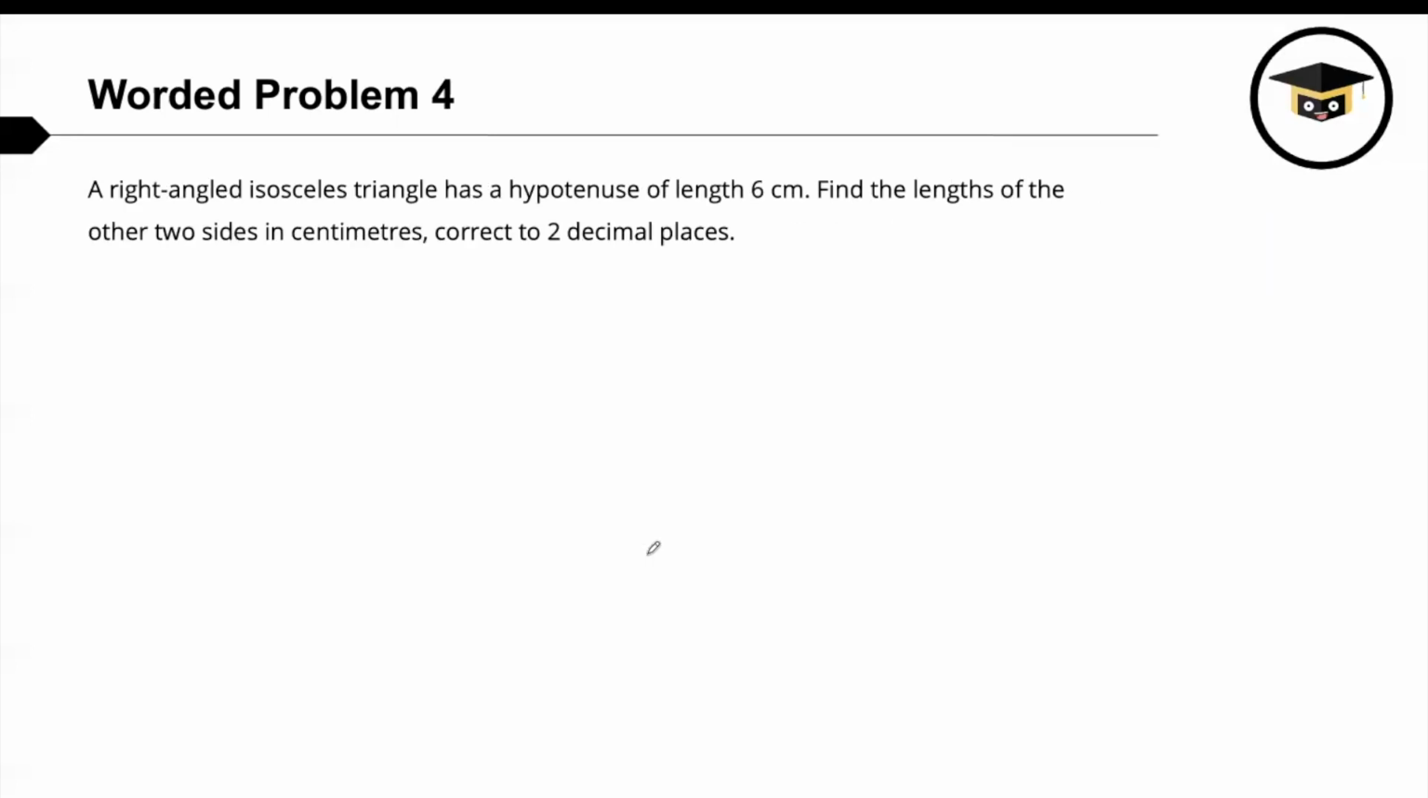And finally, we come to our last worded problem of this video. A right-angled isosceles triangle has a hypotenuse of length 6 centimeters. Find the lengths of the other 2 sides in centimeters correct to 2 decimal places. Now, this question's a bit tricky. There's a lot to unpack here, so it might be a good idea to draw a nice diagram.